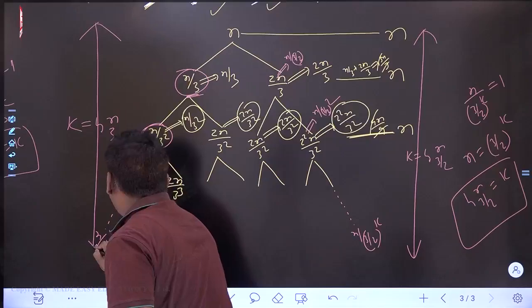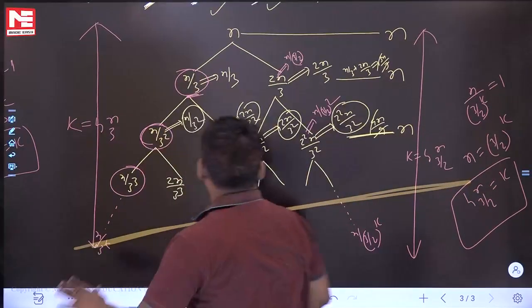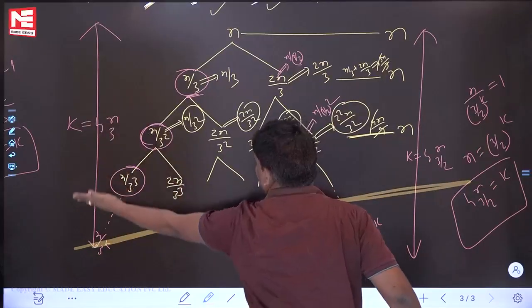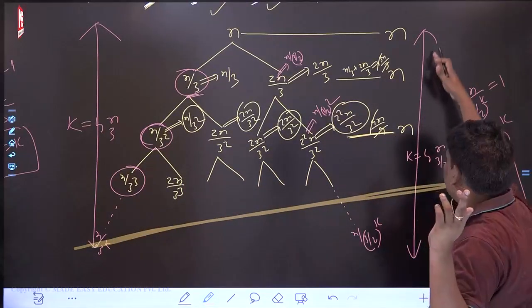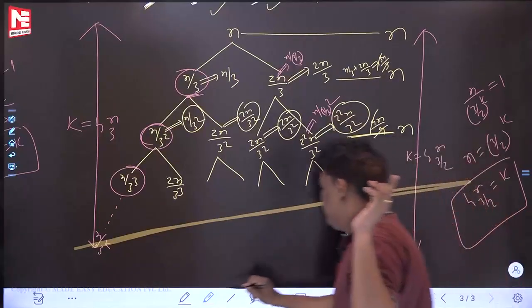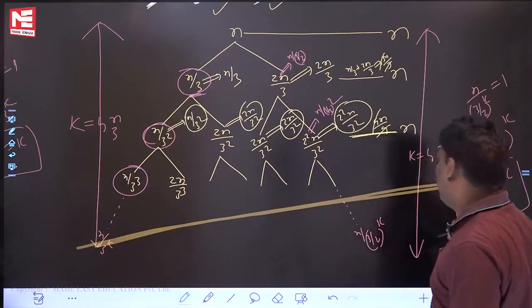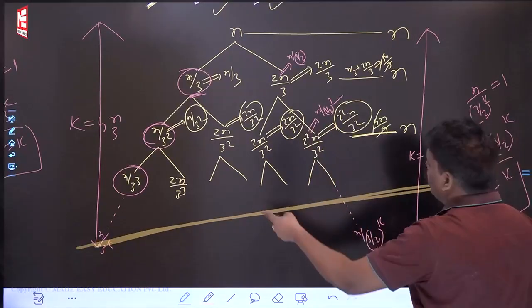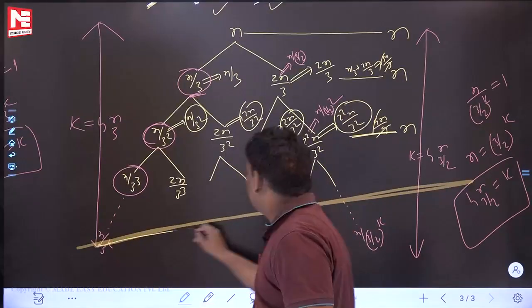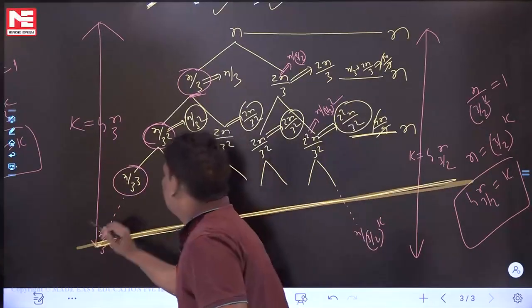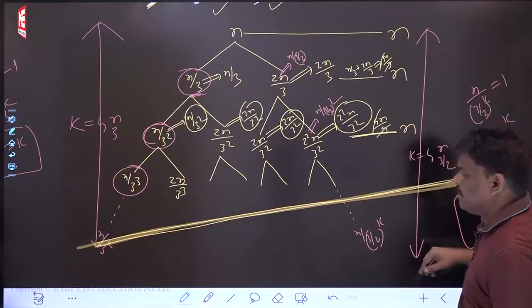He stopped here, see this one, but he is still going, see this. The right height is going to be log n base 3 by 2, which everyone knows is bigger. So the left height is log n base 3, the right height is log n base 3 by 2. Log n base 3 is smaller, log n base 3 by 2 is bigger. So he stopped here only, but he is still going because this k is bigger.